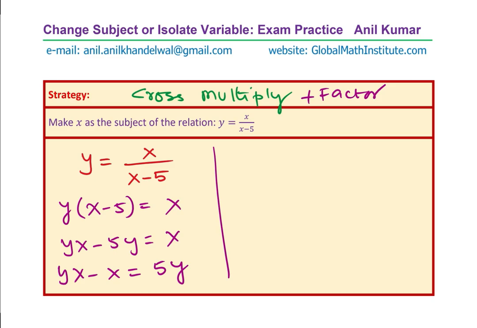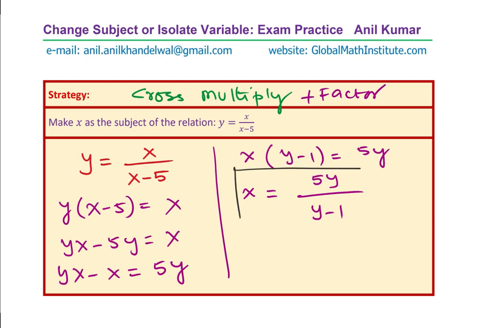So when you factor on the left hand side, you can factor x, you get y minus 1, and here you get 5y. And now we can write x equals to 5y over y minus 1. Is that clear to you? Giving us the result. Perfect. So follow these steps. We cross multiplied and then we brought the terms together with what we need to be the subject, factored it out and got our answer.